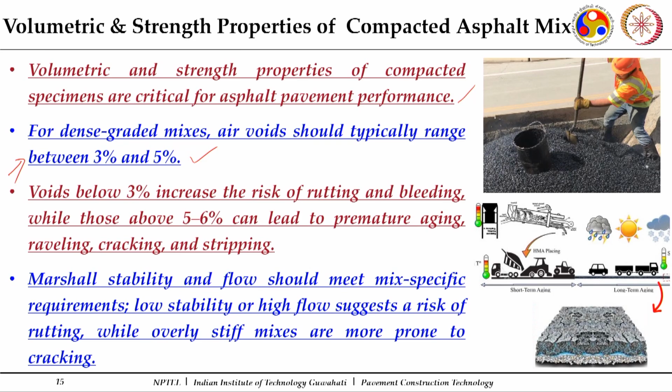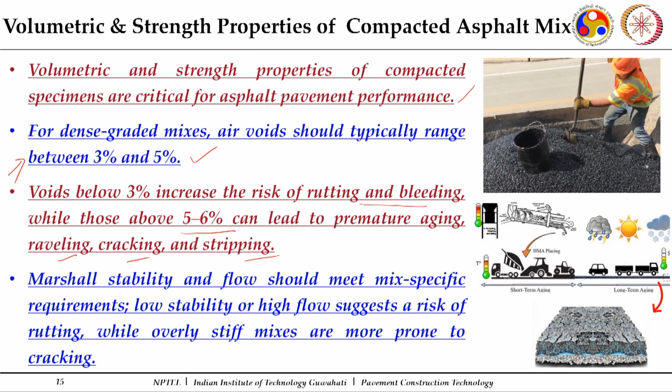Now, here you have an upper specification limit and a lower specification limit. Why? If air void contents go below 3%, then there are chances of rutting and bleeding, which are performance related concerns. If they are above 5 to 6%, then it may lead to premature aging, because the chances of oxidation are more, which can lead to raveling, cracking and stripping. So, these are again performance related challenges. We will discuss these distresses in our upcoming lectures, where we will talk about raveling, cracking, stripping.